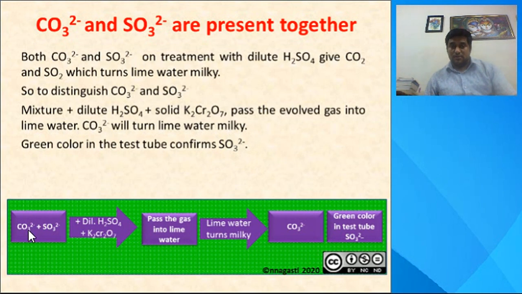So what we have said is arranged in this scheme. The mixture contains both carbonate and sulfite. Add dilute H2SO4 and potassium dichromate in solid form, warm the content and pass the gas through lime water. If lime water turns milky, then it is carbonate, and if green color is there in the test tube, then it is due to sulfite.